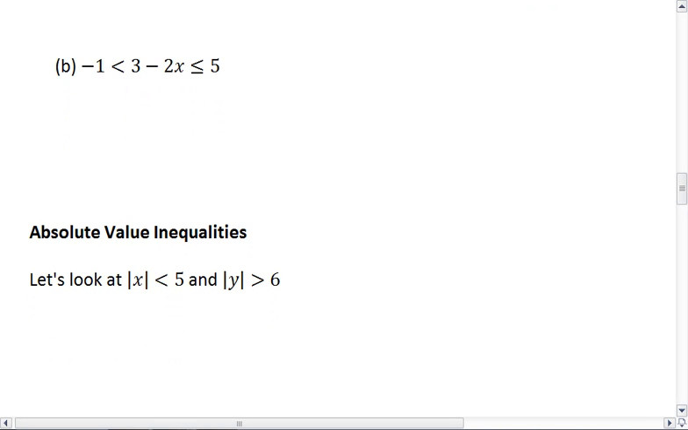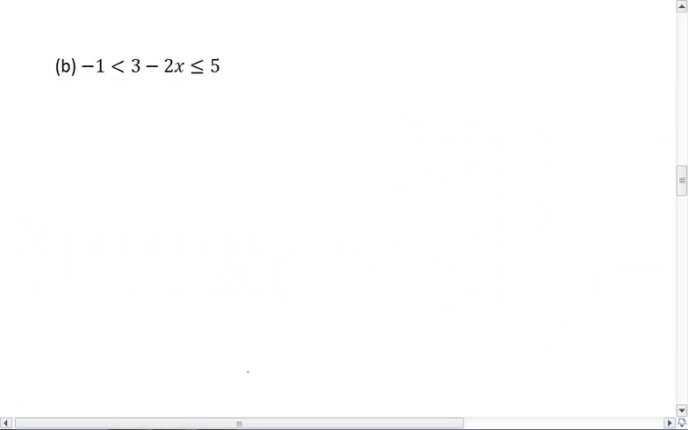Let's go on to example B. Okay, here I'm going to go ahead and subtract 3 from all 3 parts. I'm left with negative 4 is less than negative 2x is less than or equal to 2. Now I need to divide by a negative 2.